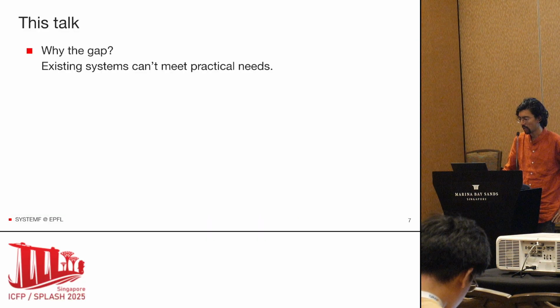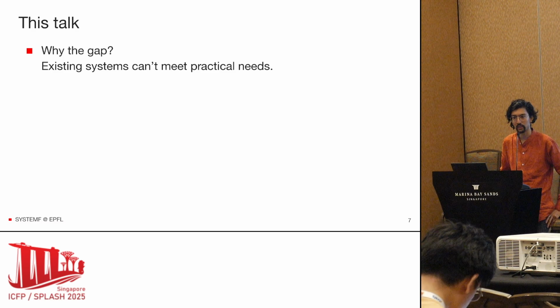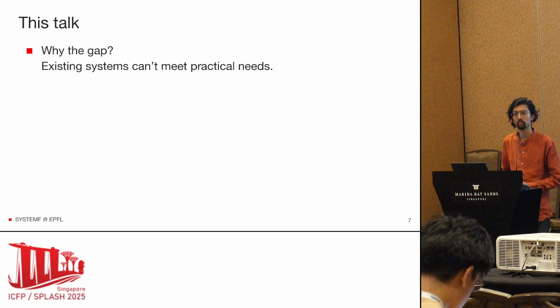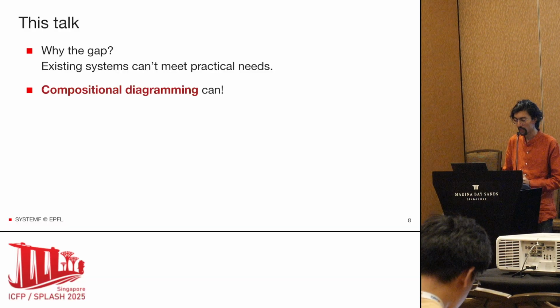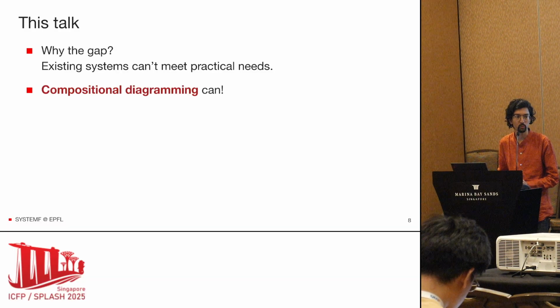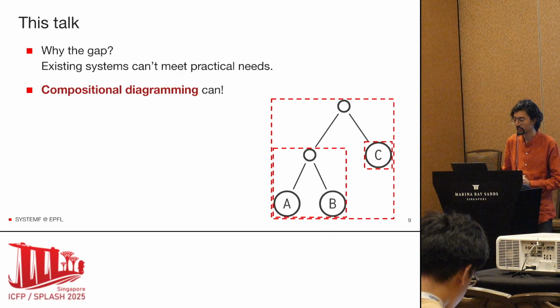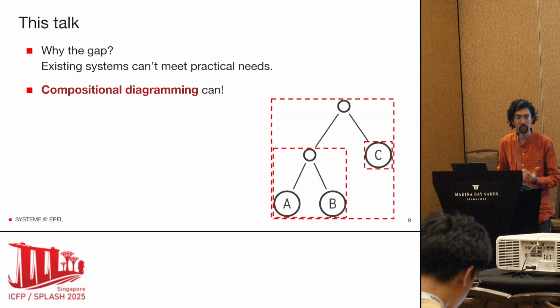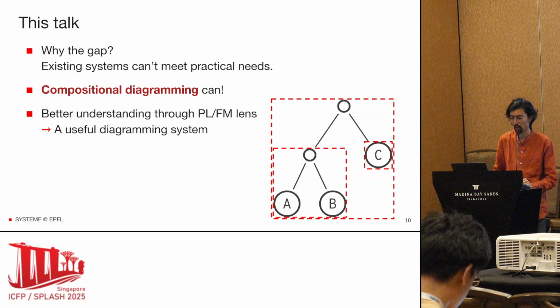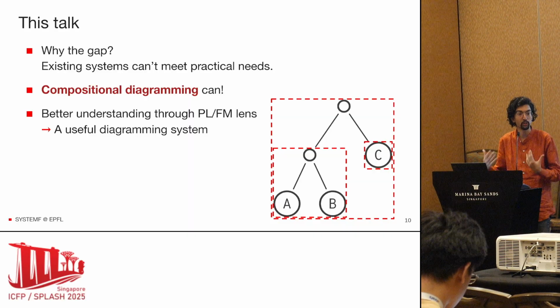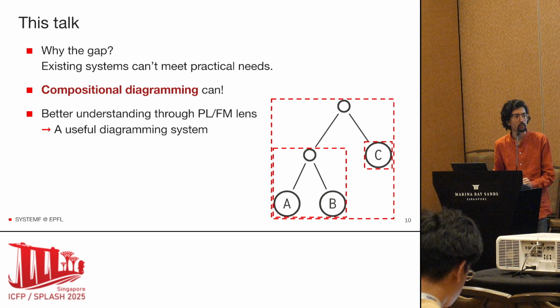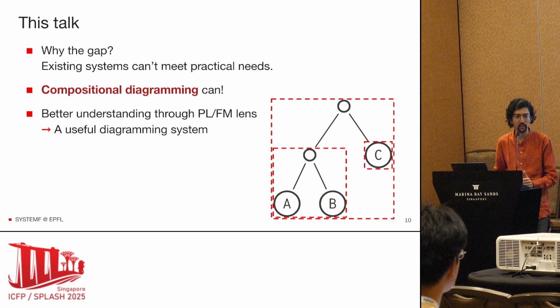So in this talk, I'm going to first address the question of why this gap exists. And I think it's because existing systems can't meet the practical needs of these interactive exploratory environments. But an approach that I am seeking to develop in my research, which is compositional diagramming, can, and I'll show you how. And just as a teaser, compositional diagramming is when a diagram is formed as the composition of sub-diagrams mirroring the compositional structure of the object being represented. Here it's a tree. And I hope to develop a better understanding of how compositional diagramming works through the lens of programming languages and formal methods to build a useful diagramming system.